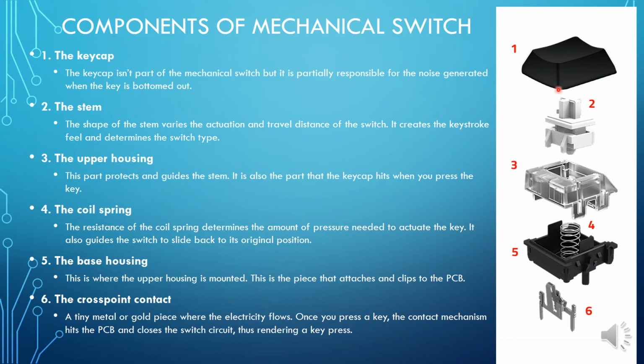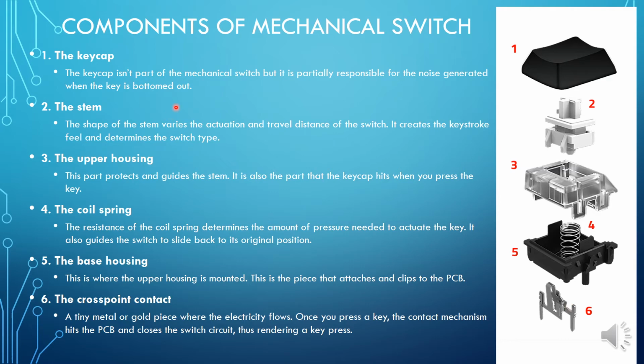Now these are the components of a mechanical switch. First one is the keycap, second one is the stem, third one is the upper housing, fourth one is the spring, or you can say coil spring, fifth one is the base housing, and the last one, the sixth, is the cross point contact, that will be in direct contact with the PCB, the circuit of the keyboard. You can say keyboard controller.